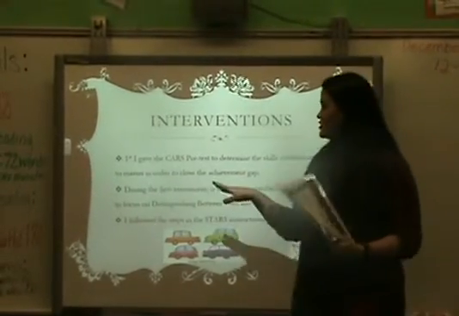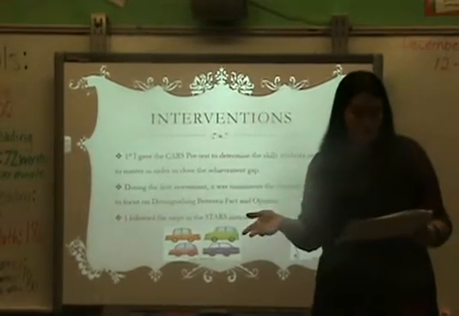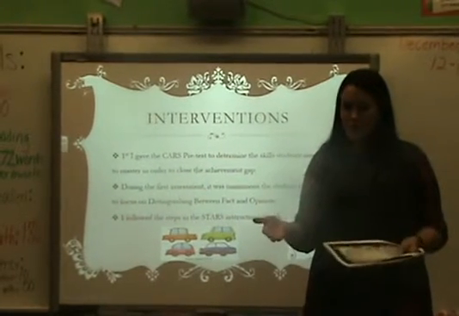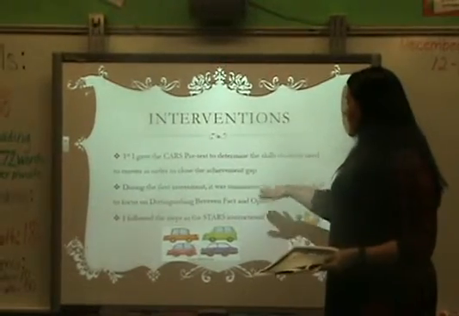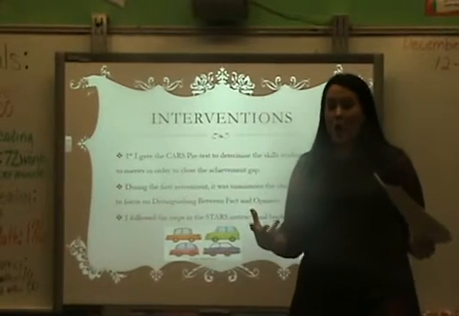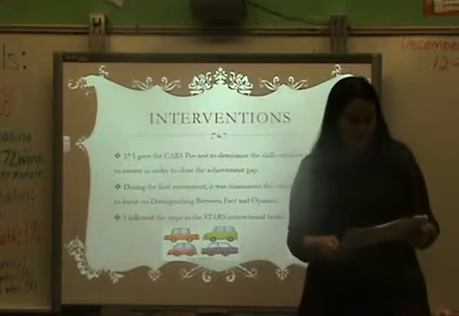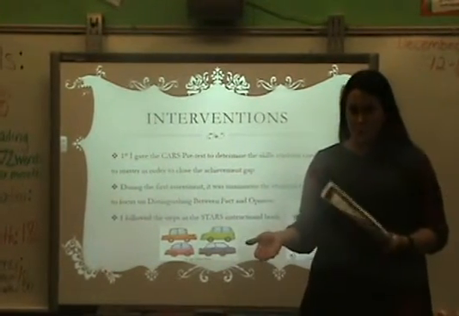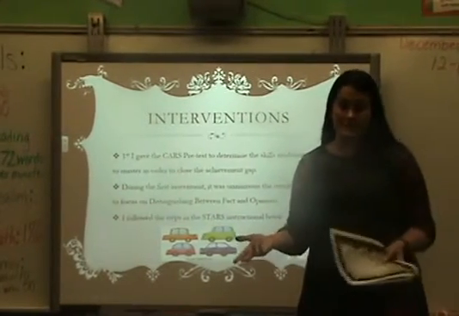So in my interventions, first I gave the CARS pretest. I wanted to determine the skills they needed to master in order to close the achievement gap. The very first assessment was pretty unanimous. The whole group as a whole, they were really low on distinguishing fact and opinion. So I followed the steps in the STARS instructional book, and I taught distinguishing fact and opinion as a whole group.